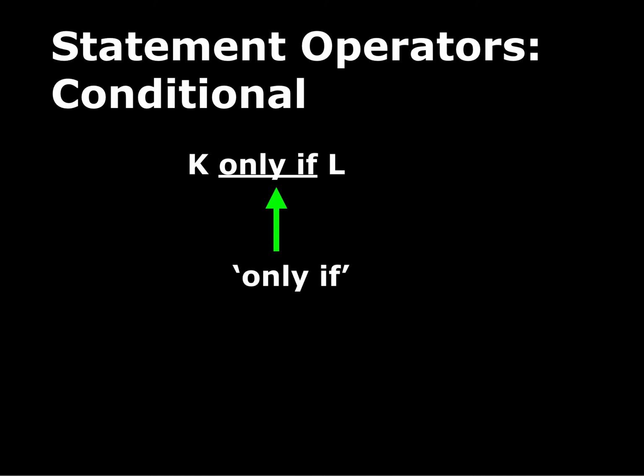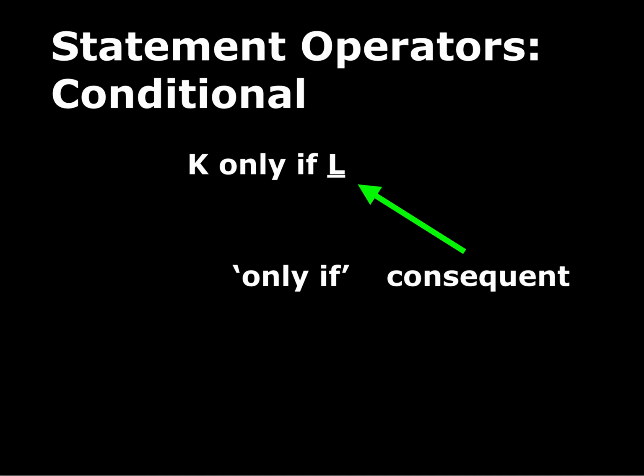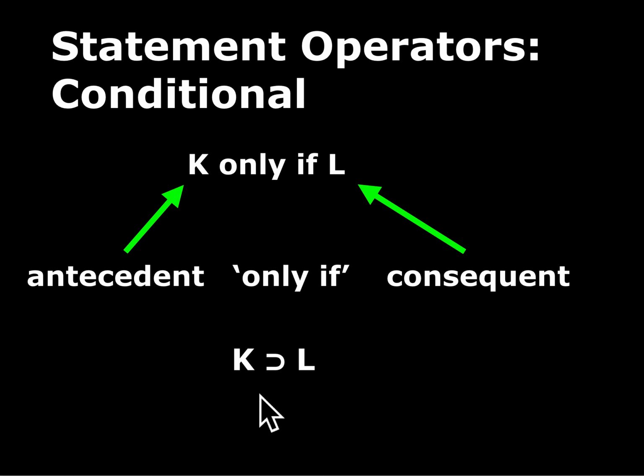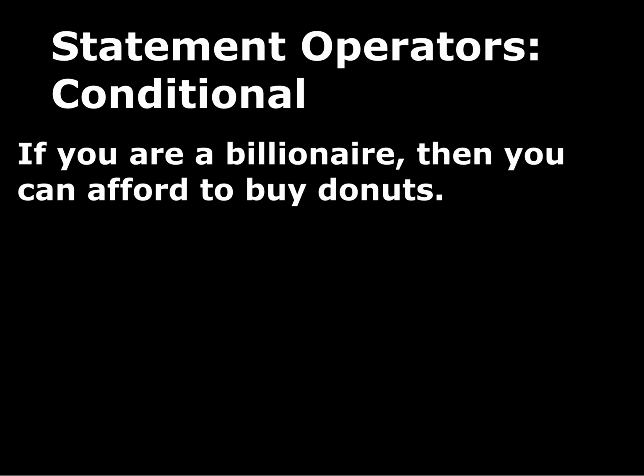I first just recognize that it's only if. It's not if by itself. And then the rule is, if it's only if, the statement following only if is the consequent. The other statement will be the antecedent. So in the formal notation, because antecedents always go on the left, I have K horseshoe L. So let's do some examples.